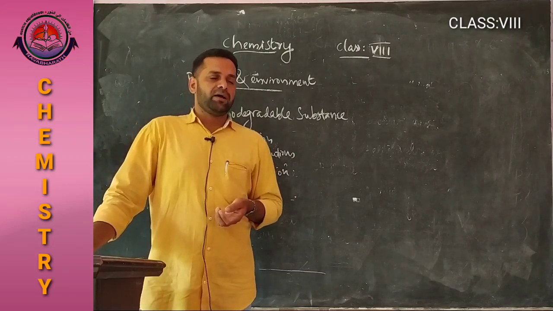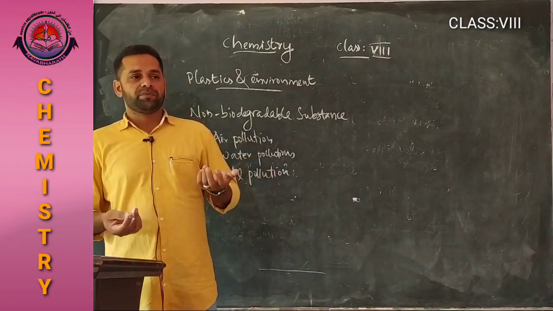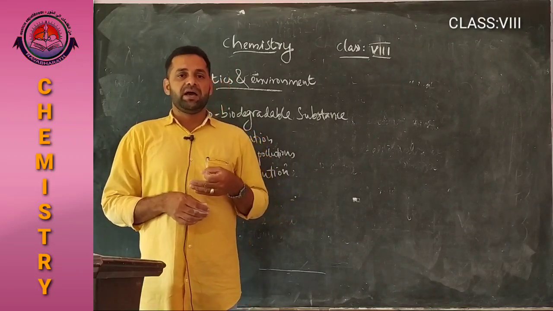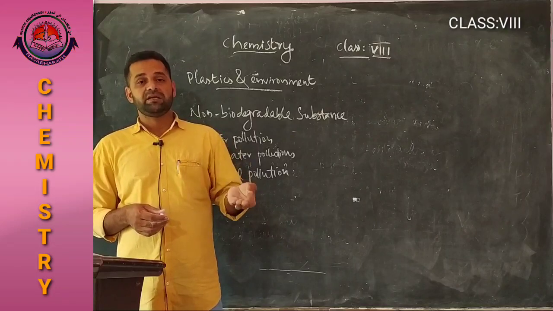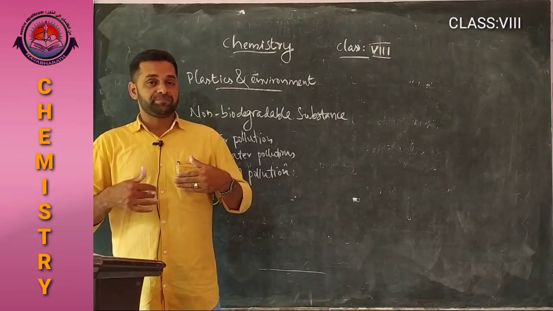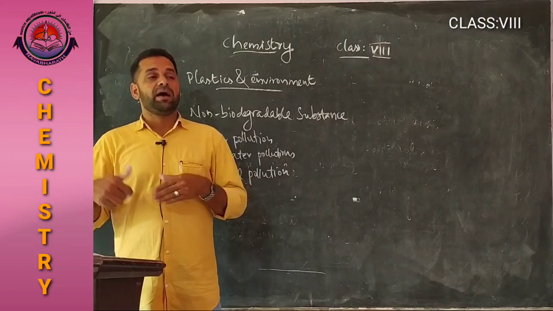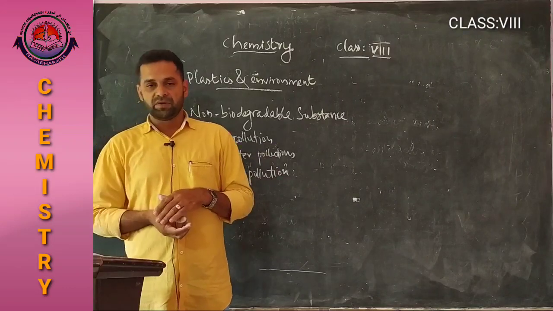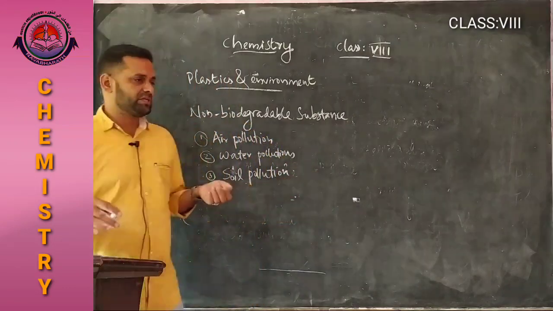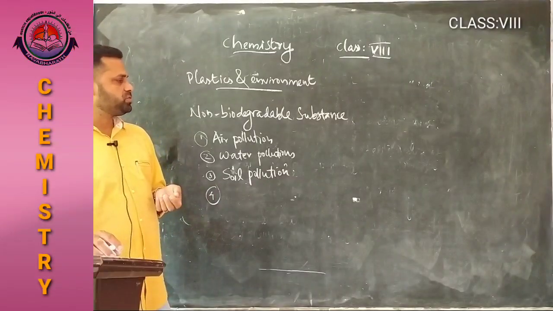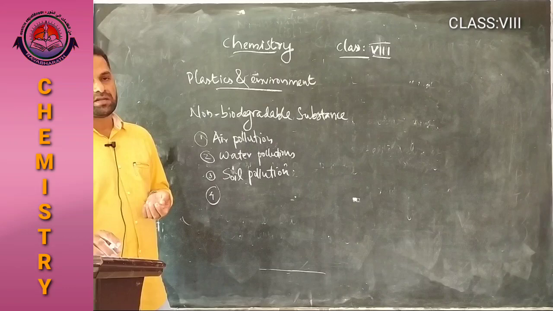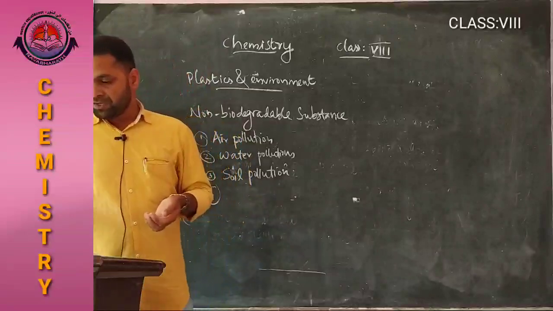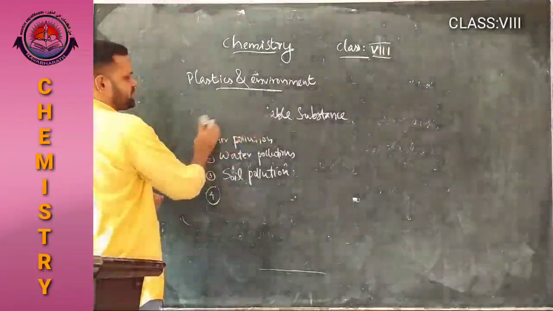Another thing is that when we throw food items along with plastics, stray animals may take these plastics along with the food, and that will damage their digestive system and may lead to the death of the animals. So all these are the hazards of using plastics. What steps are to be taken to avoid these hazards, we are going to discuss next: the solutions to the problems created by plastics.